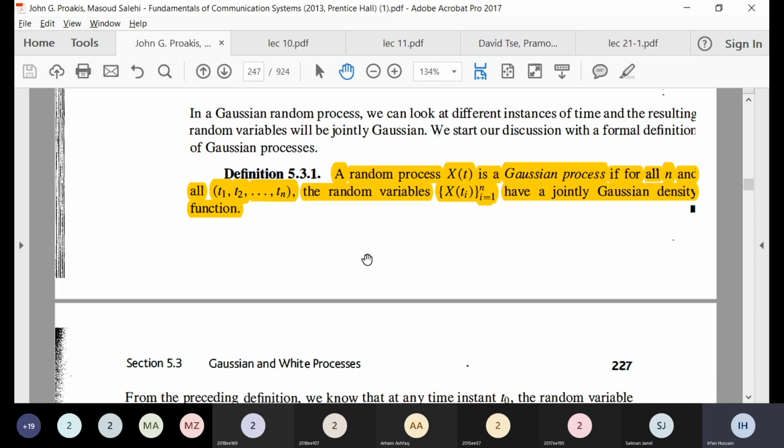So if I say I have a Gaussian random process and I sample it at all these times, the important property is that we know all these random variables will be Gaussian. That is a well-known fact. But another thing is that they should have a jointly Gaussian density function.